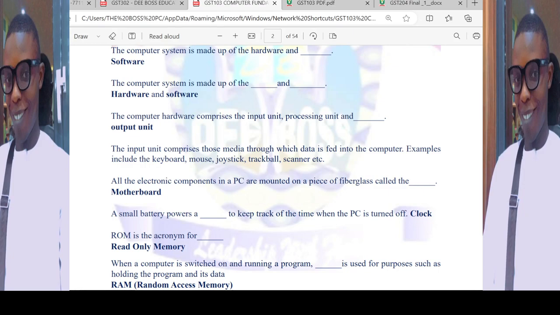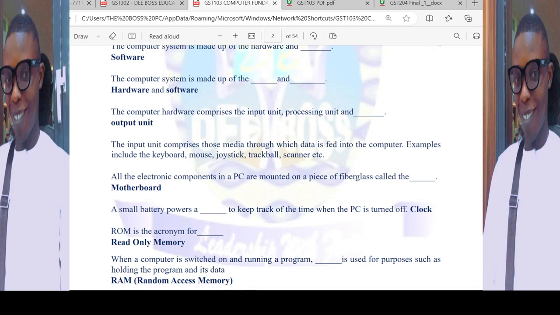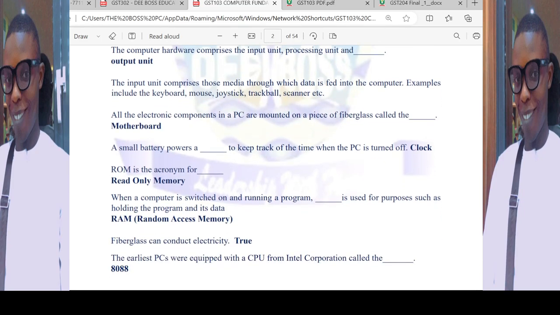RAM, on the other hand, stands for random access memory. And RAM is volatile memory that temporarily stores the files you are working on. So RAM stores temporarily. They say when a computer is switched on and running a program, RAM is used for purposes such as holding the program and its data. All right, so that is RAM.